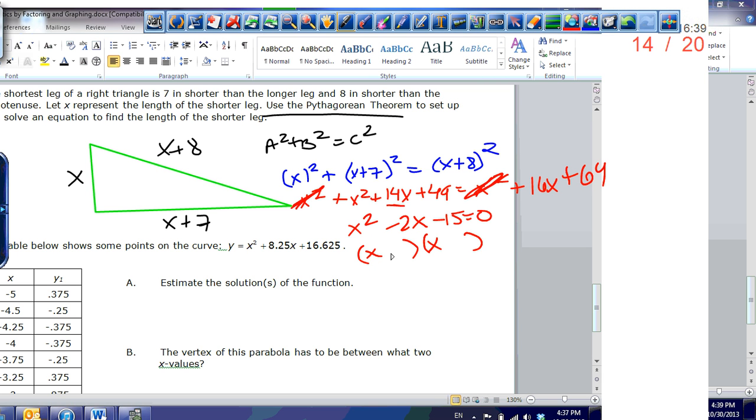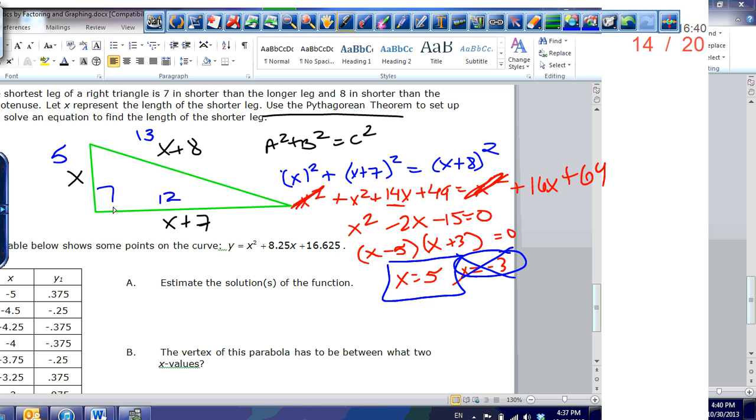Just think about it. You're going to get negative 5 and positive 3. Then you set each part equal to 0. You get x is 5 and x is negative 3. Now we're dealing with a real-life situation, as much as triangles are real life. We cannot have a negative side of a triangle. That doesn't make any sense. So negative 3 is out. 5 is our only answer. So that means my three sides are 5, 13, and 12, which is a Pythagorean triple if you're familiar with those, or if you're not, whatever, 5, 12, 13.